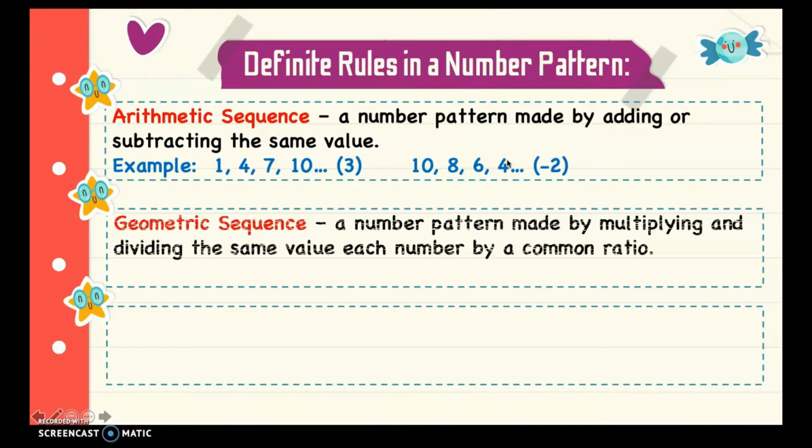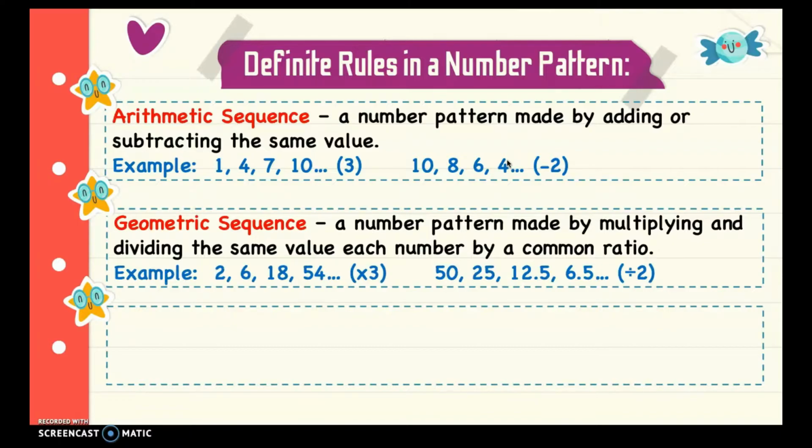We also have here the geometric sequence, which is a number pattern made by multiplying or dividing each number by a common ratio. So we have here 2, 6, 18, 54. By just multiplying by 3, we will get the next term. So 2 times 3 is 6, 6 times 3 is 18, 18 times 3 is 54. Same as when we divide by 2, we have the sequence 50 divided by 2 is 25, 25 divided by 2 is 12.5, then 12.5 divided by 2 is 6.25, and so on.